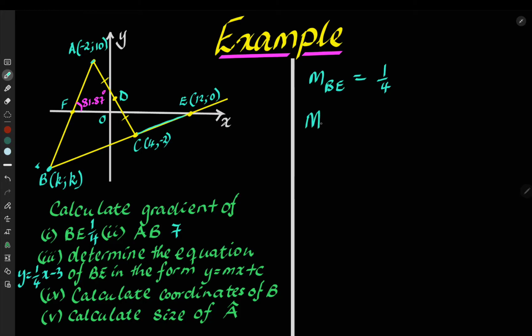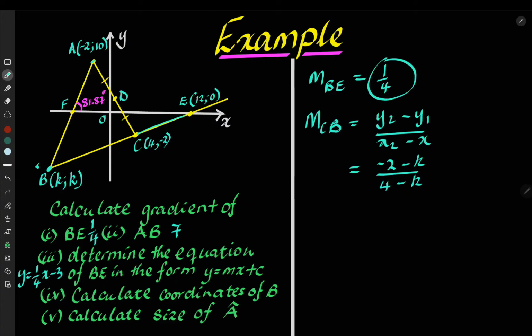So in this case, we can say MCB will be equal to, remember it's y2 minus y1 divided by x2 minus x1. So that will be equal to, sorry, that should be a y first, so the y value. The y value is negative 2 minus k, then divided by 4 minus k. And this should give us a gradient of a quarter because it's on the same line. So this should be equal to a quarter.